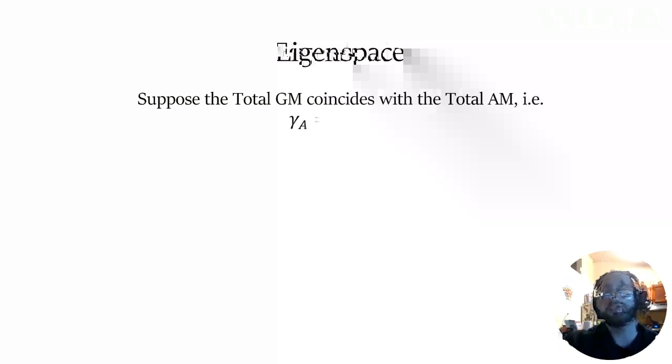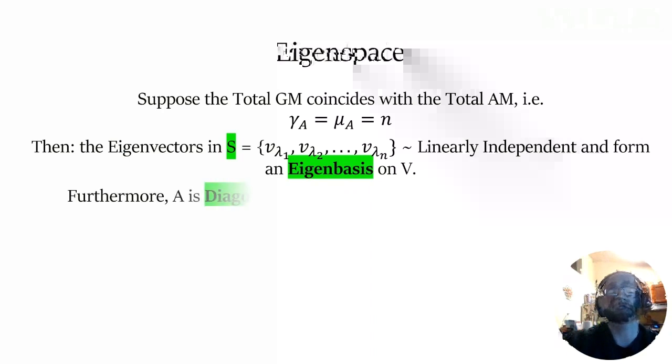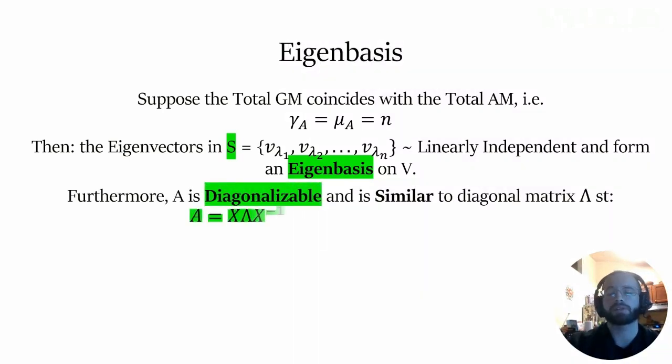Let's speak about the eigenbasis. So if the total geometric multiplicity is equal to the total algebraic multiplicity, then it follows that we can diagonalize the matrix A. And so it's diagonalizable.